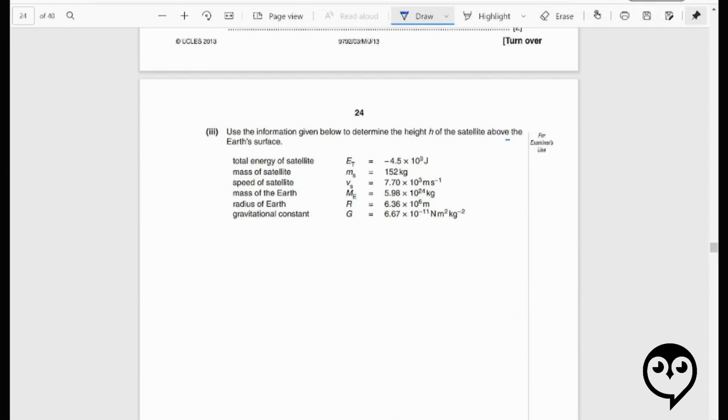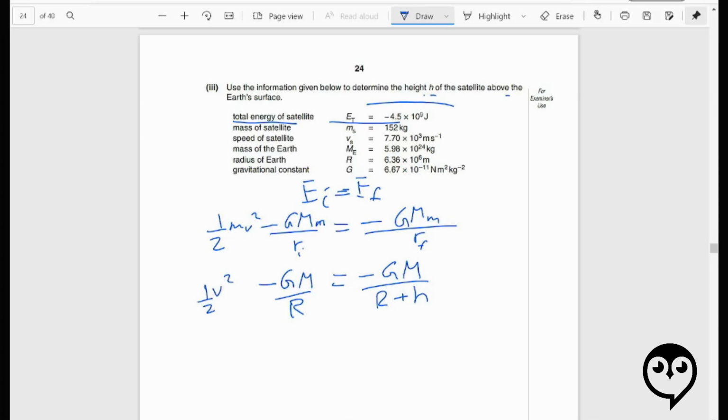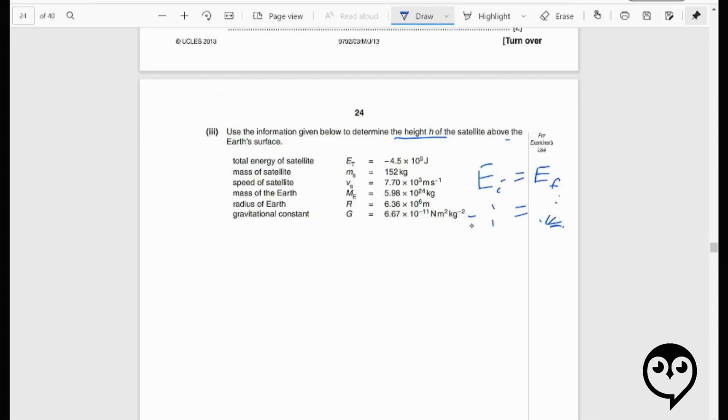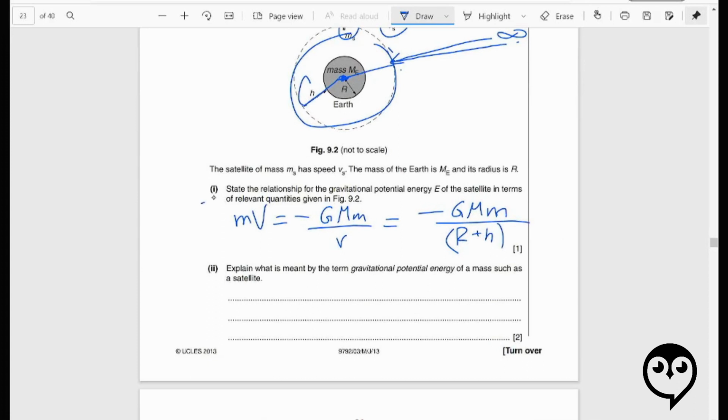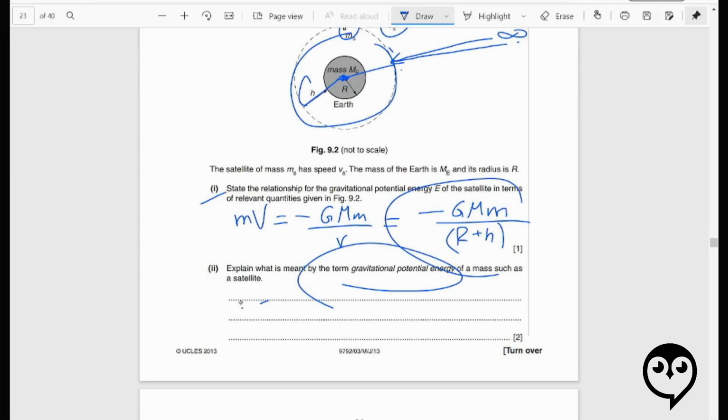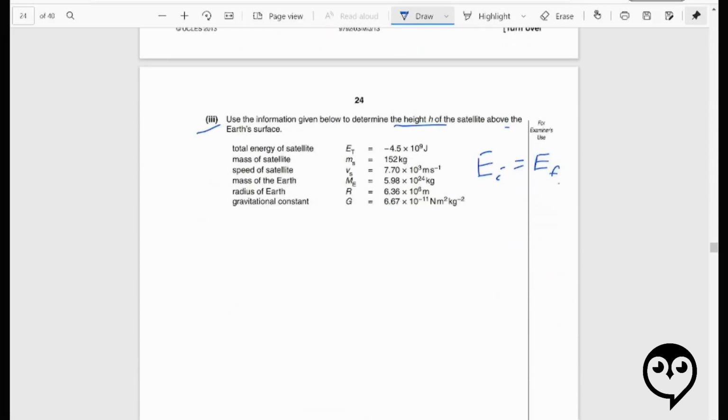Okay, in part 3, use this information below to determine the height of the satellite above the Earth's surface. Now, I might be tempted to do it this way, but if you take a real close look at what's going on in this question, we've done a part 1, so we're going to use that equation. The amount of work done, it's the energy needed to do. Work is change in energy.